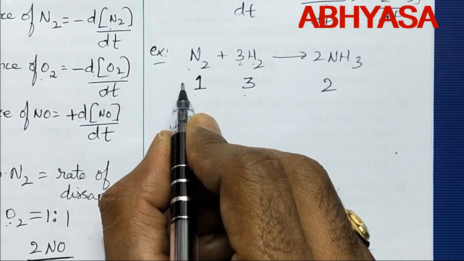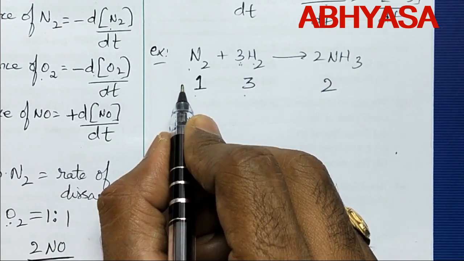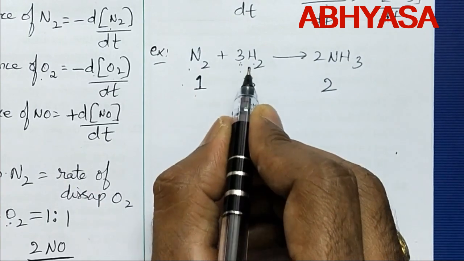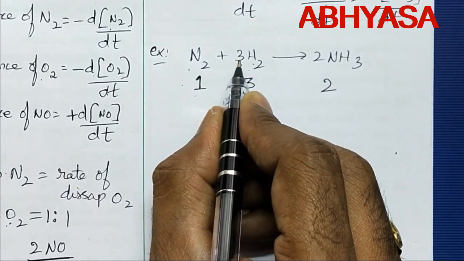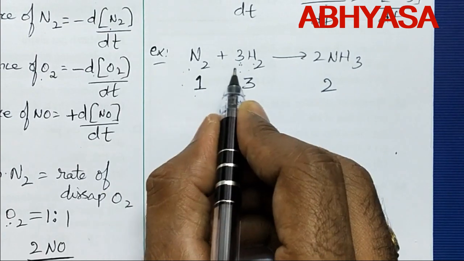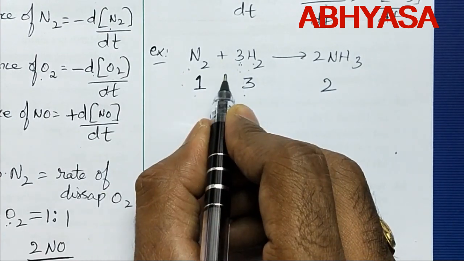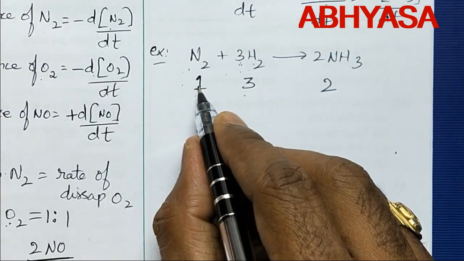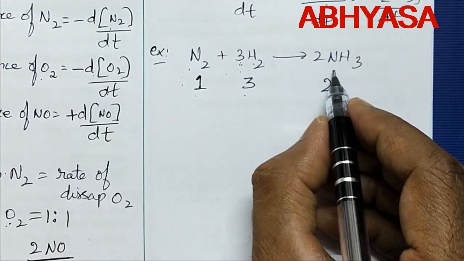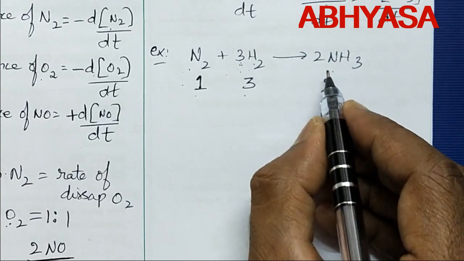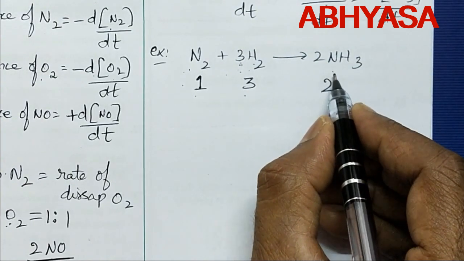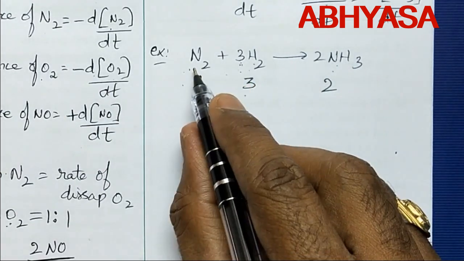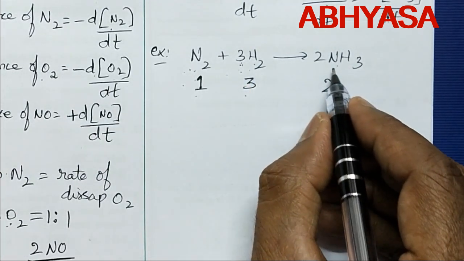So to equate the rate in terms of nitrogen and the rate in terms of hydrogen, we need to divide this particular expression by 3. Then only the rate for both of them will be the same. And if we take the case for ammonia, when 1 mole of nitrogen is involved, we are getting 2 moles of ammonia. So ammonia is appearing at twice the rate of disappearance of nitrogen. So to equate this rate with nitrogen, this should be divided by 2.